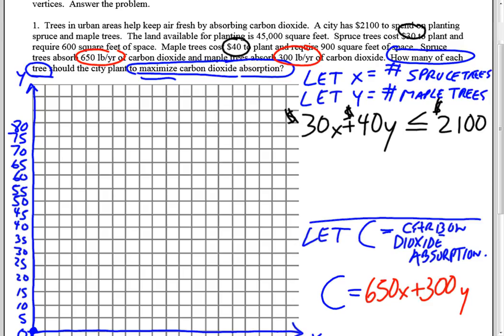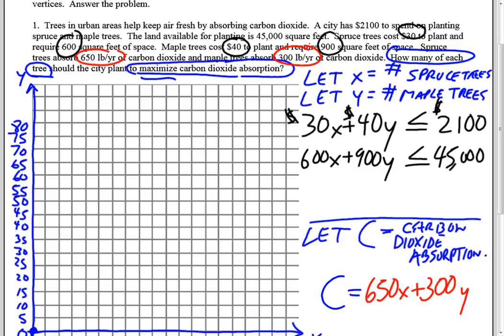What else should I put in here? What other variable haven't I discussed yet? Space it takes up. I'm assuming that the root system of the tree needs a certain amount of square feet. What's the maximum square feet? 45,000. That's what's available. We don't have to use it all, so I'm going to put less than or equal to. And the numbers we want there would be 600 and 900. So 600x plus 900y.